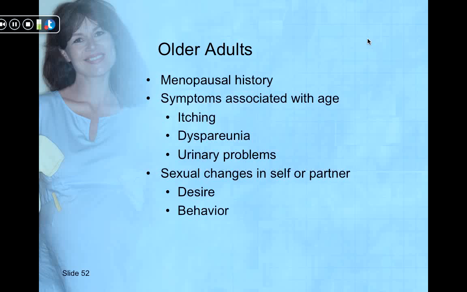Older adults, their menopausal history, symptoms associated with age or atrophic vaginitis, itching, painful intercourse, urinary problems. We see a higher incidence of urinary tract infections in postmenopausal women because they simply don't have that acidic barrier anymore that women with normal hormones have when having a period, so it changes the pH to not be as acidic. It's not as much of a hostile environment, so they are more prone to have infections.